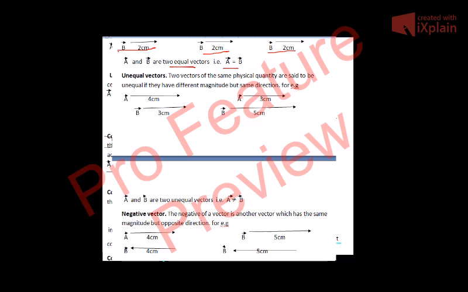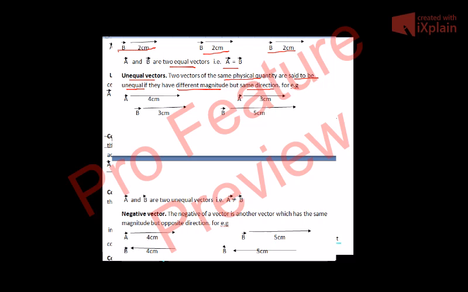Now unequal vectors. Two vectors of the same physical quantity. Again, the physical quantity must be either force or velocity, not force and velocity. Two vectors of the same physical quantity are said to be unequal if they have different magnitudes but the same direction. Different magnitudes, as you can see, A and B.